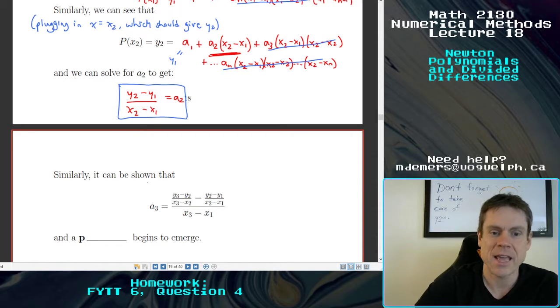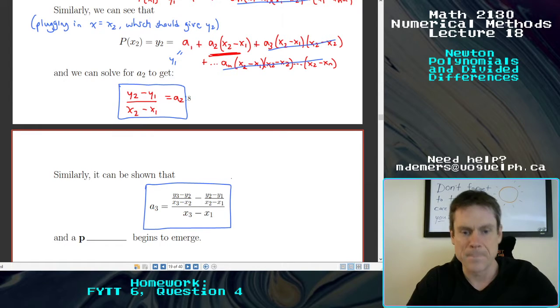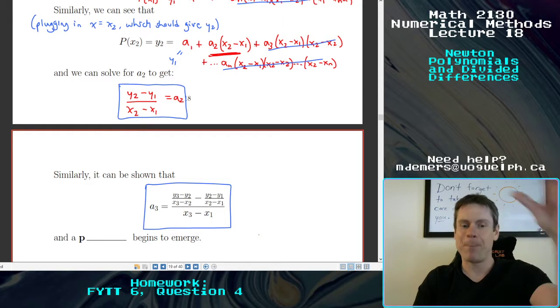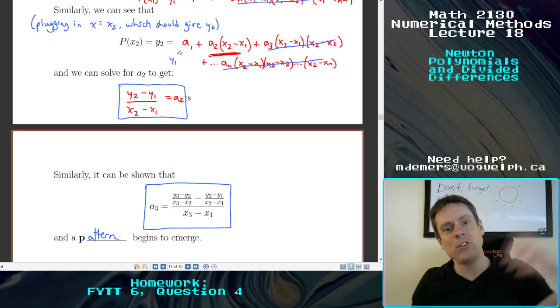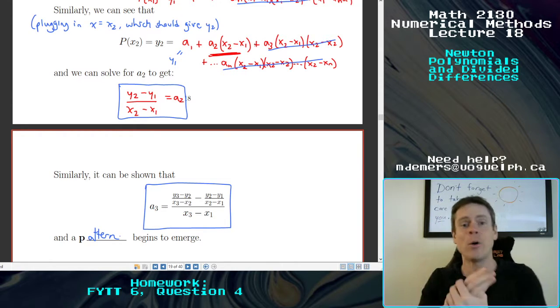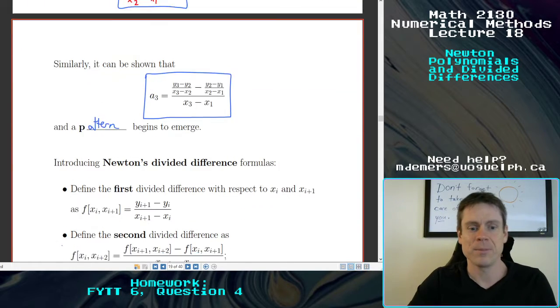You can get that a3 is going to equal (y3 minus y2 over x3 minus x2) minus (y2 minus y1 over x2 minus x1), all over x3 minus x1. A pattern begins to emerge. And we're going to set up a scheme that's going to allow us to calculate each of those different a coefficients that give us that polynomial at the top that we started with.